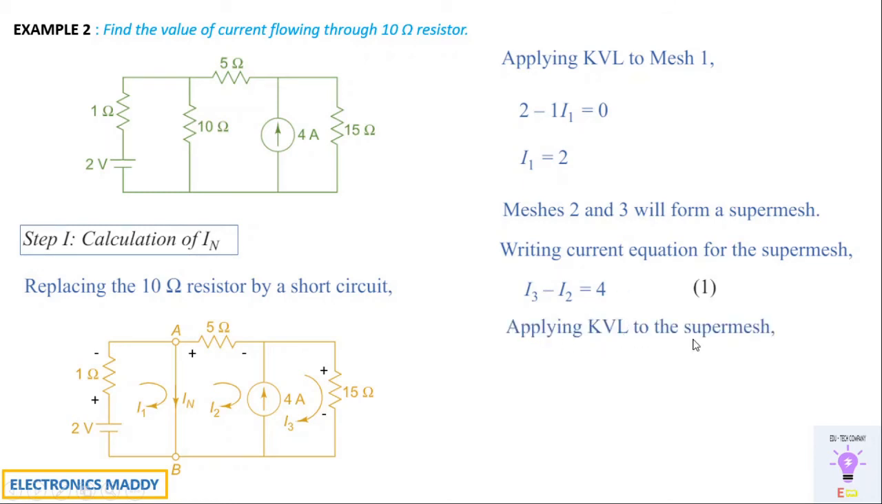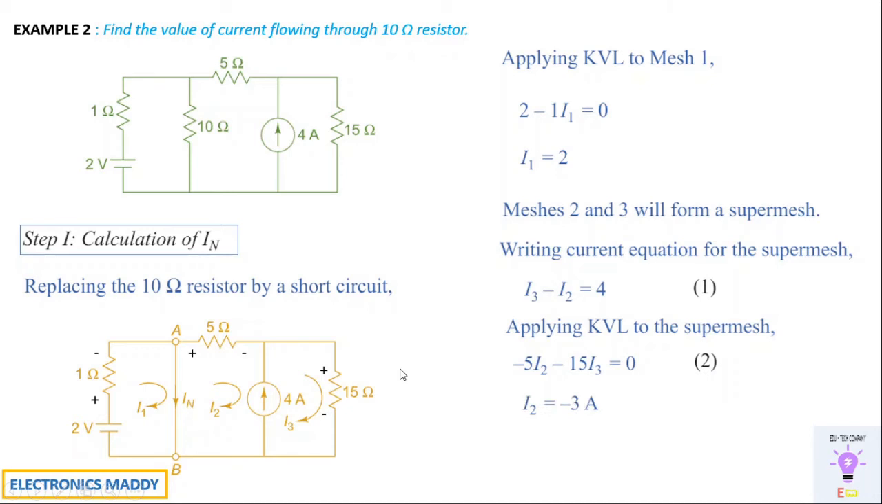Again, I'll be applying KVL to the super mesh. Super mesh is nothing but the outermost loop when you're applying KVL with respect to it. So applying KVL to the outermost loop, we get minus 5 times I2, because I2 is the current flowing through this, and it is leaving at the minus terminal. Again, with respect to the 15 ohm, it is entering at 15 ohm and leaving at minus, so we write minus 15 I3, because I3 is the current flowing through the 15 ohm resistor. We'll label this as equation 2.